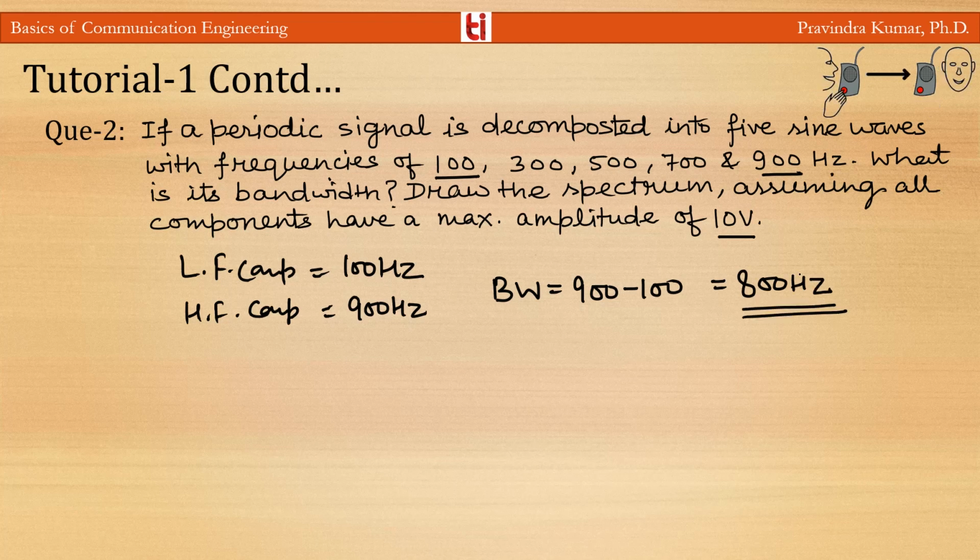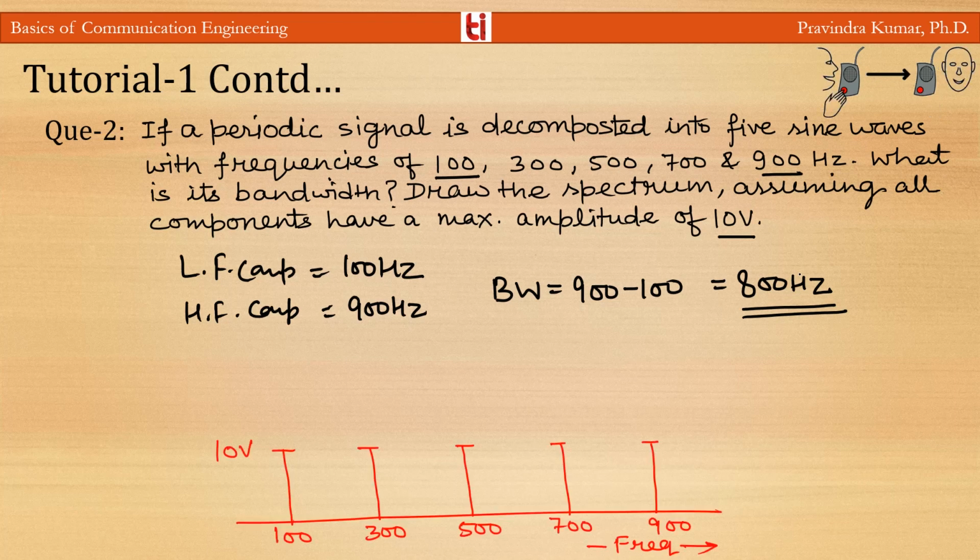So when a signal is a composite signal having 5 sine waves with frequencies 100, 300, 500, 700 and 900, all having the same maximum amplitude of 10 volts, the bandwidth of this signal is 800 hertz. The frequency spectrum will show lines at frequencies 100, 300, 500, 700 and 900, and the maximum amplitude at all the frequencies is 10 volts.